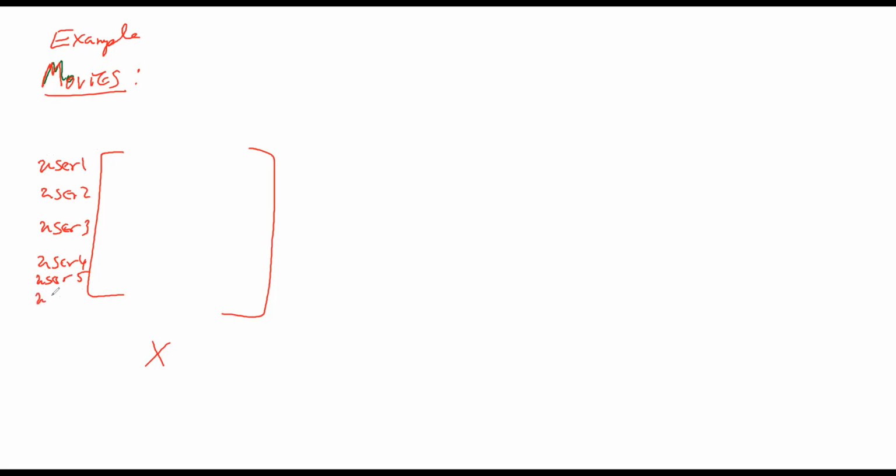So the idea is we have a matrix, right? So we have our X matrix, and it's going to be user 1, user 2, user 3, user 4, user 5, user 6, user 7. All right, so we have some values in here, and then of course we have the movies.